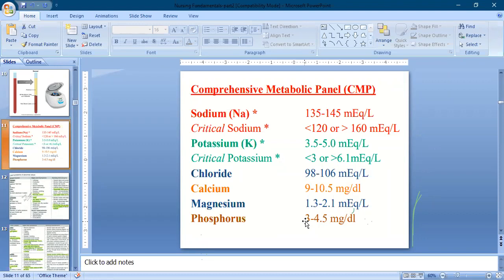This is the opposite. The relationship of calcium and phosphorus is inverse. When the calcium level goes up, the phosphorus level goes down. When the calcium level goes down, the phosphorus level goes up, right? So this is the very basic information about electrolytes that we have to know for the NCLEX board.